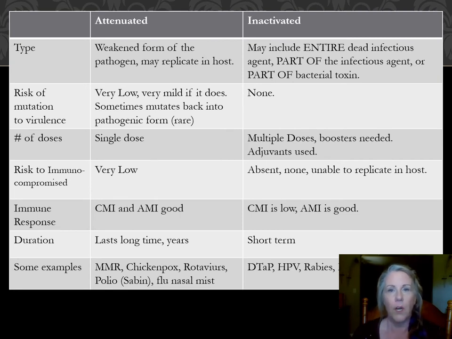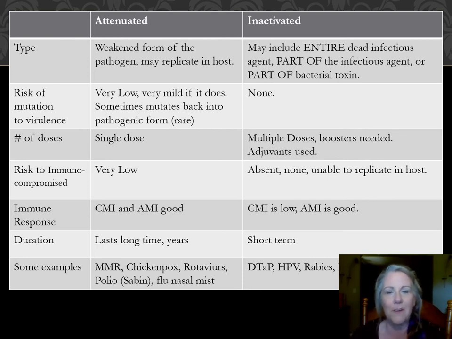All right, so we're working our way down the table. Risk of mutation to virulence. So what is the risk for this type to get their virulence back? Well, if we're looking at what is included, if it's dead, it's not coming back to life, right? We don't have zombie microbes, sorry. If it's going to be a part of an infectious agent or a toxin, then of course not, right? It's just a part of it. It's their molecular fingerprint. I like that. We're going to keep using it. Molecular fingerprint of it. So there is no risk whatsoever.